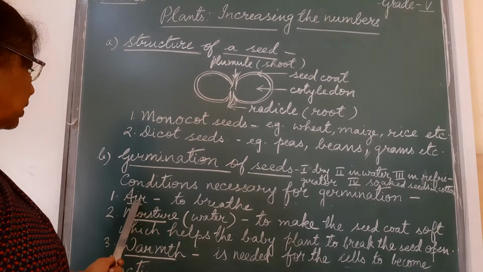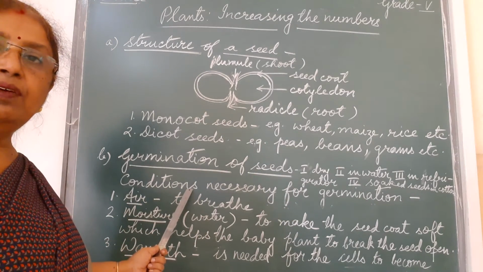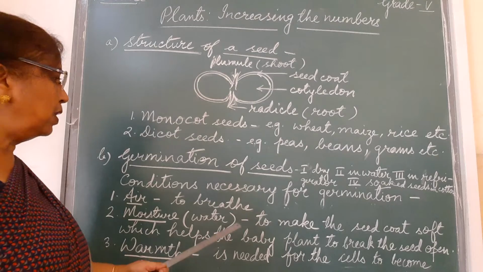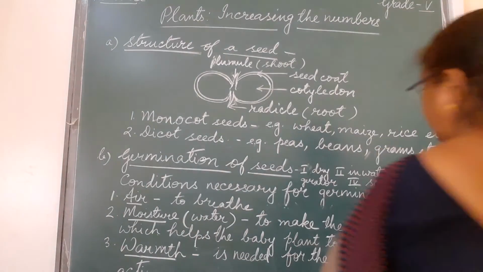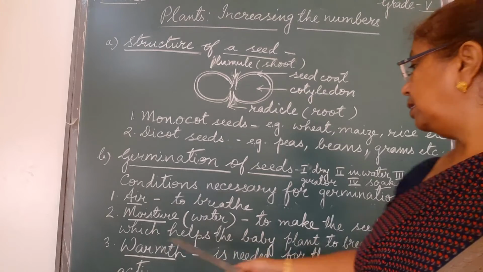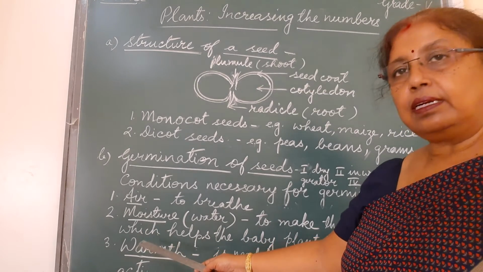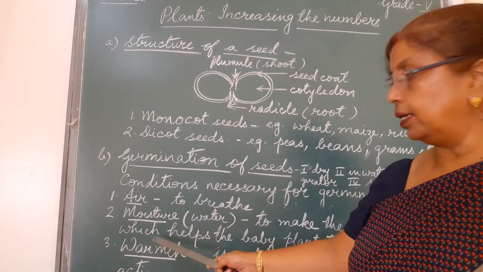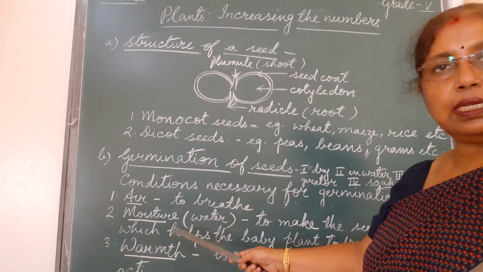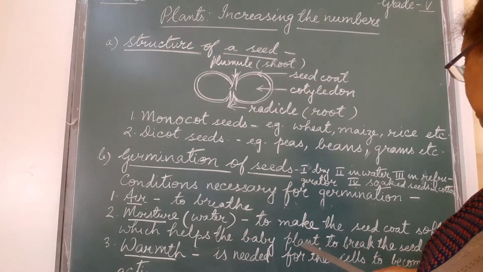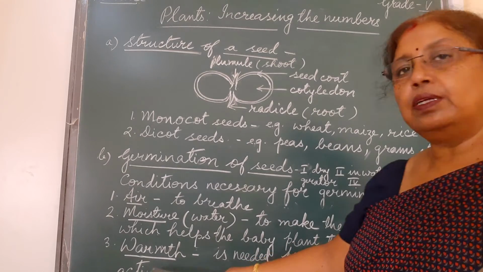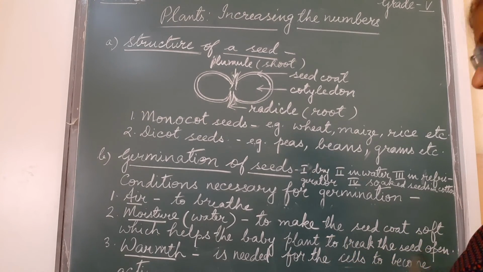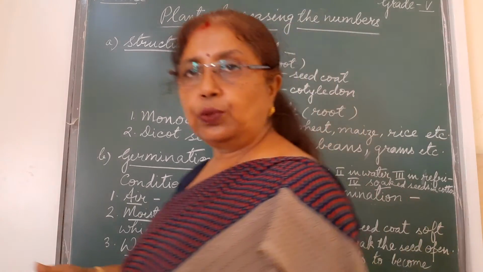So what are the 4 conditions that we are going to study? The first is air. Why does it need air? For breathing. And moisture, meaning water. Why does it need it? To make the seed coat soft so that the seed can germinate and the embryo can grow into a new plant. It will allow the seed to break open and the new baby plant can come out. And warmth. Why does it need warmth? Warmth is required for the cells of the seed to become active so that it can grow.